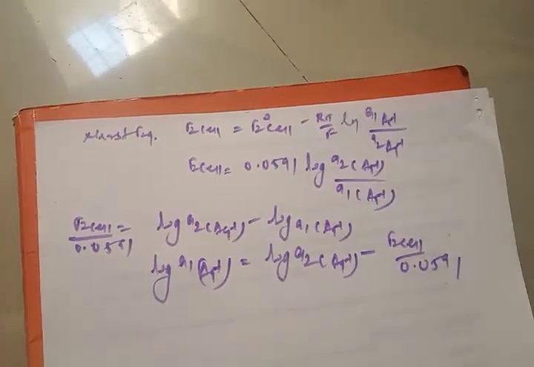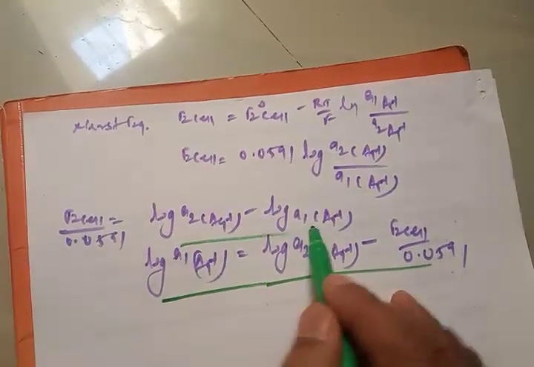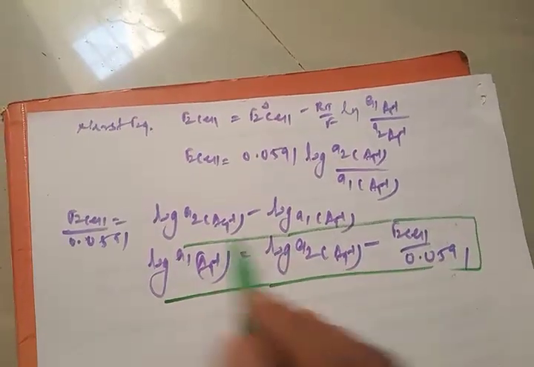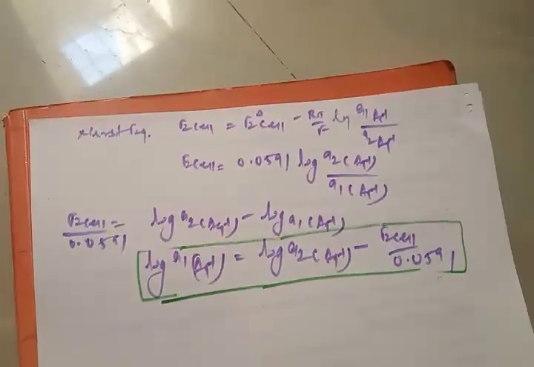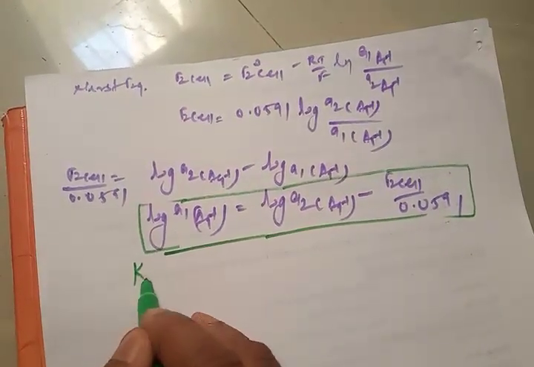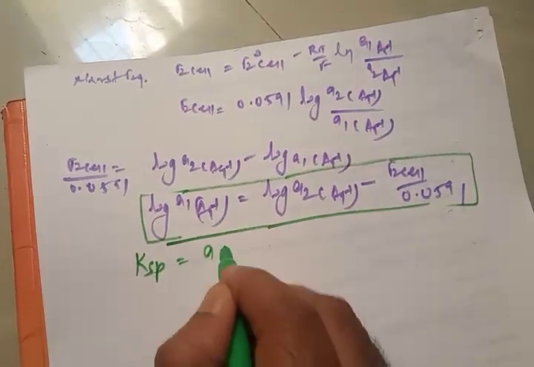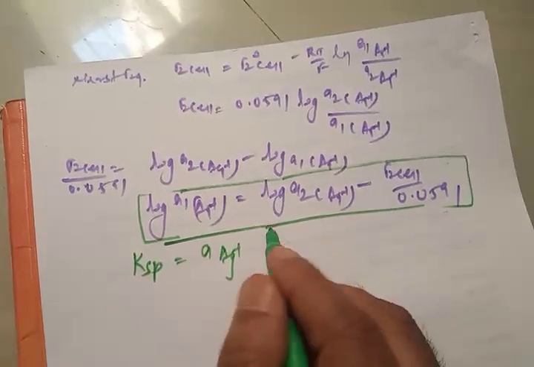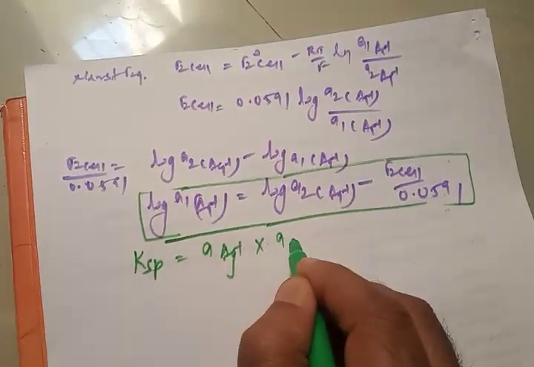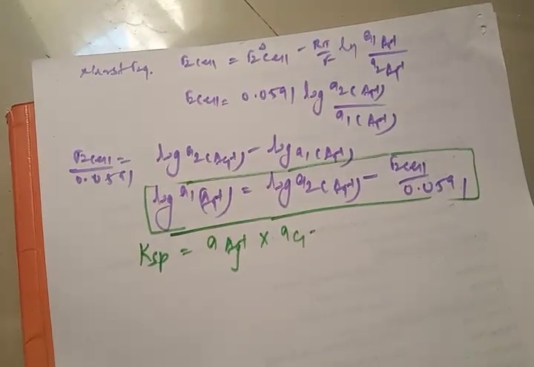So finally, by this you can find out the Ag plus, and once you know the Ag plus, you will easily calculate the solubility product. So what is the solubility product? Ksp equals a Ag plus into a Cl minus. This is the solubility product of AgCl.